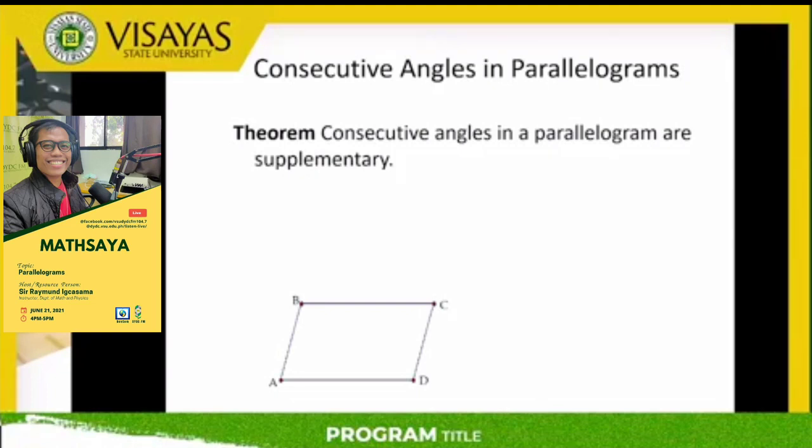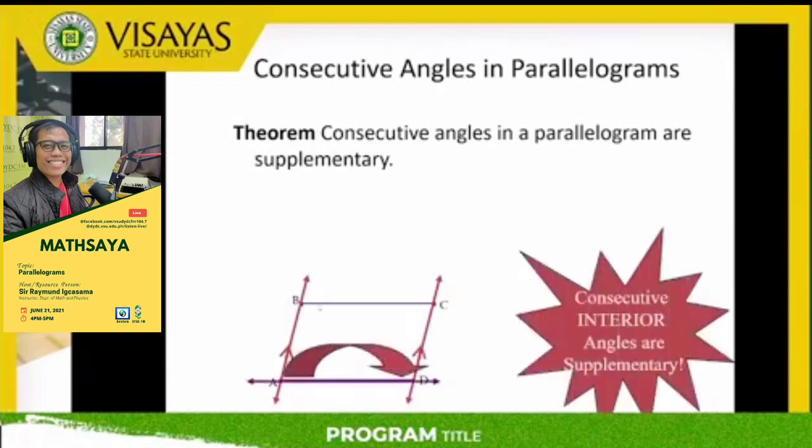So let's say, for example, angle A here is 75. Then we can actually get the measurement of angle B by just subtracting the measure, since we know that A and B are consecutive, and the theorem states that consecutive angles in a parallelogram are supplementary.